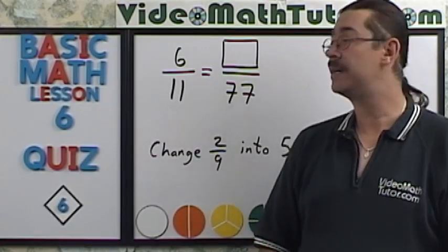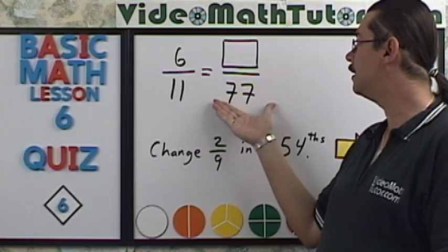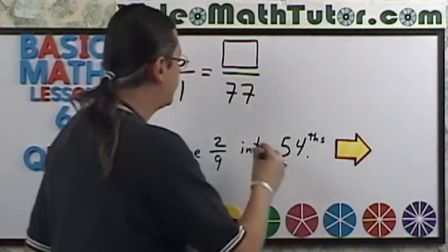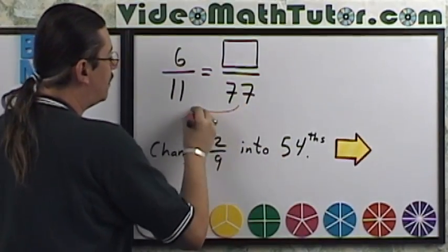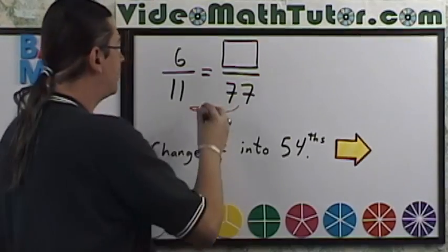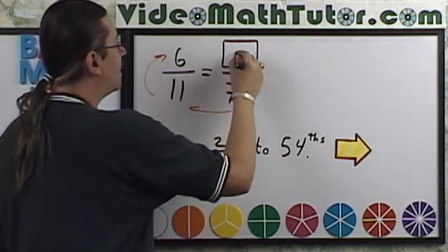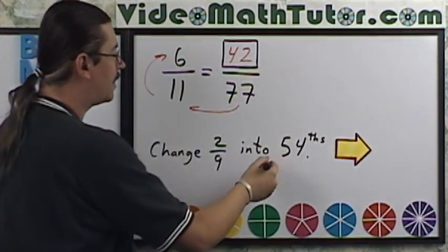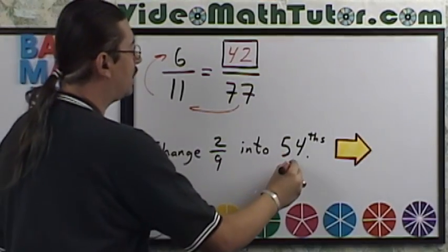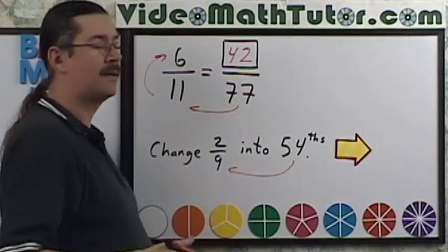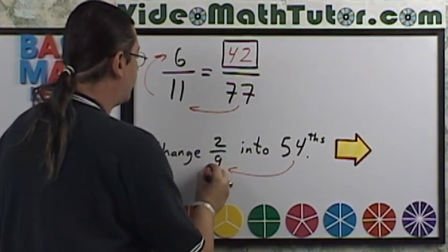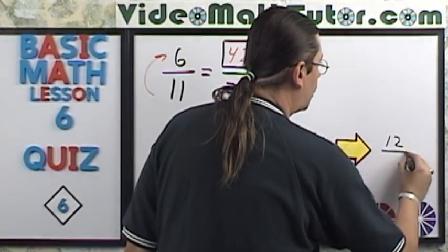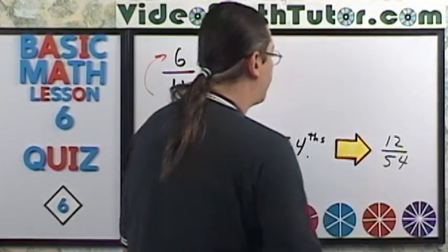For question number 6, I want to write equivalent fractions with the given denominator. So for this one, what's the game plan? Well, we divide 77 by 11, you get 7. Times 6, you're going to get 42. That's our answer. Do the same thing for this one. If I want 54ths, I'm going to divide 54 by 9. I'm going to get 6. Times 2 is 12. So the final answer is going to be 12/54.